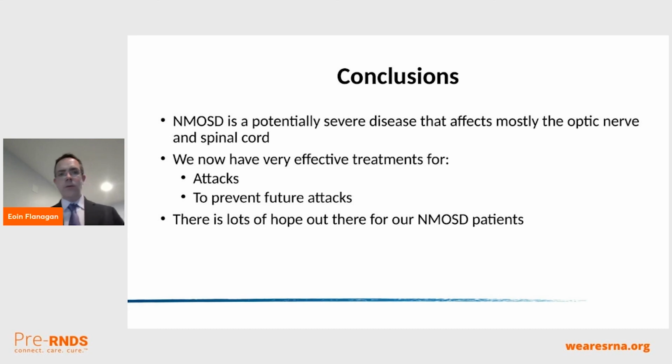So I'd like to conclude there by just saying that NMOSD is a potentially severe disease that affects mostly the optic nerve and spinal cord. We now have very effective treatments, so this is a really hopeful time for our patients, both to treat the acute attacks and resolve the symptoms from those, and to prevent future attacks. So you really want to be thinking about this plasma exchange treatment, and then one of the treatments to prevent future attacks. I will say that there's a lot of hope out there for NMOSD patients.